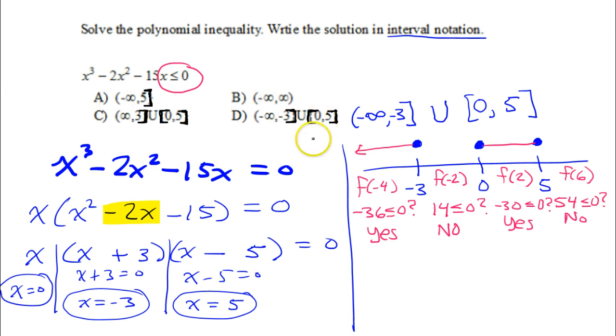Okay, so now let's look. -infinity to -3 is looking like D. And then union 0 to 5, bracket and bracket. So the answer is D.